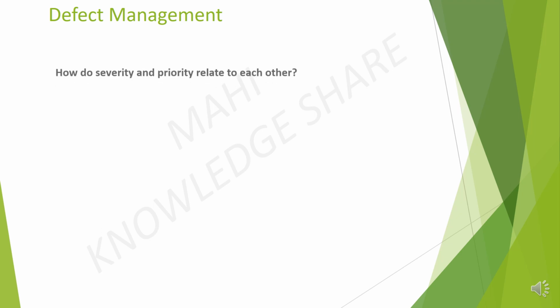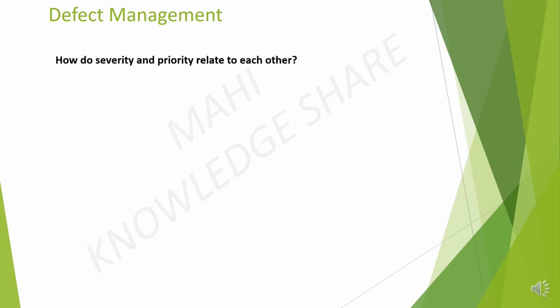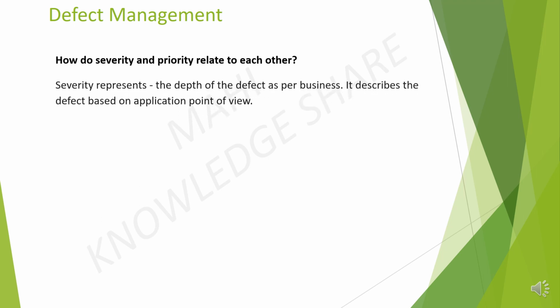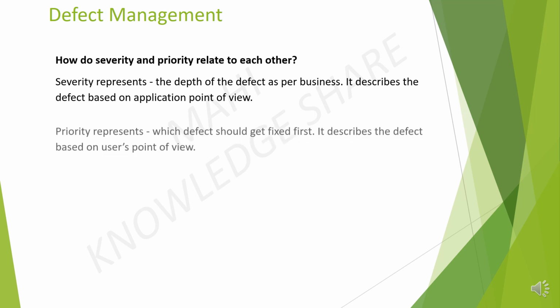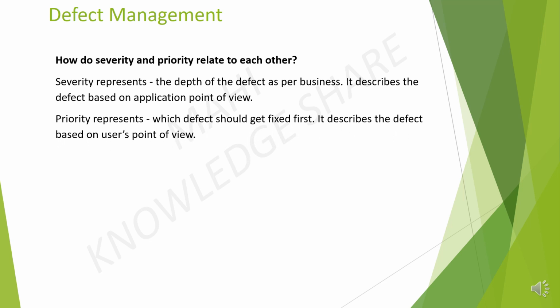How will you relate severity and priority to each other? Severity represents the depth of the defect as per business. It describes the defect based on the application point of view, whereas priority represents which defect should get fixed first. It describes the defect based on the user's point of view.